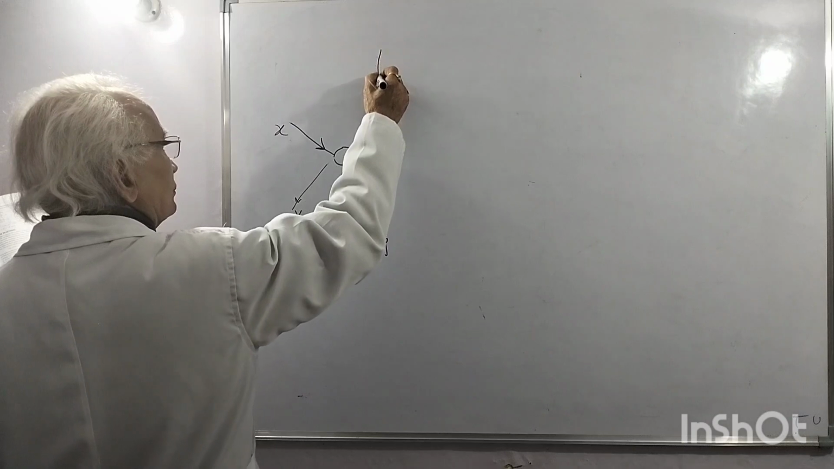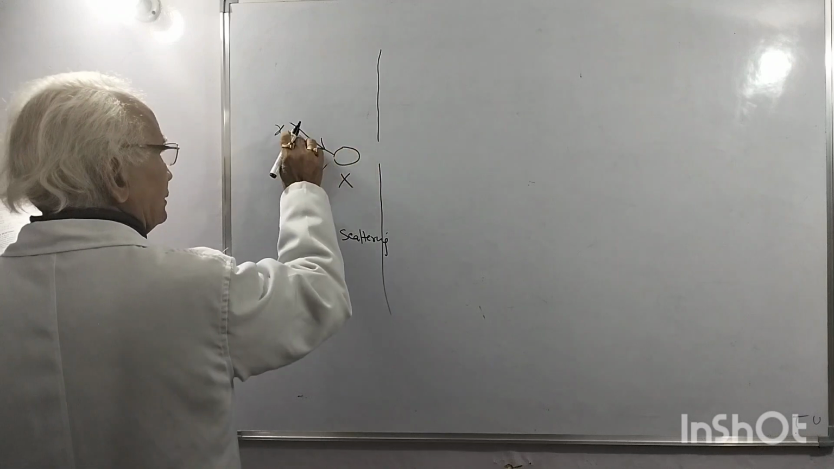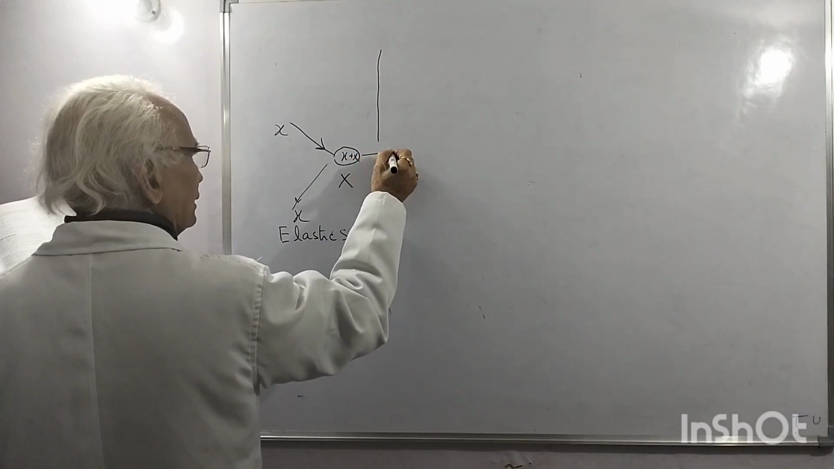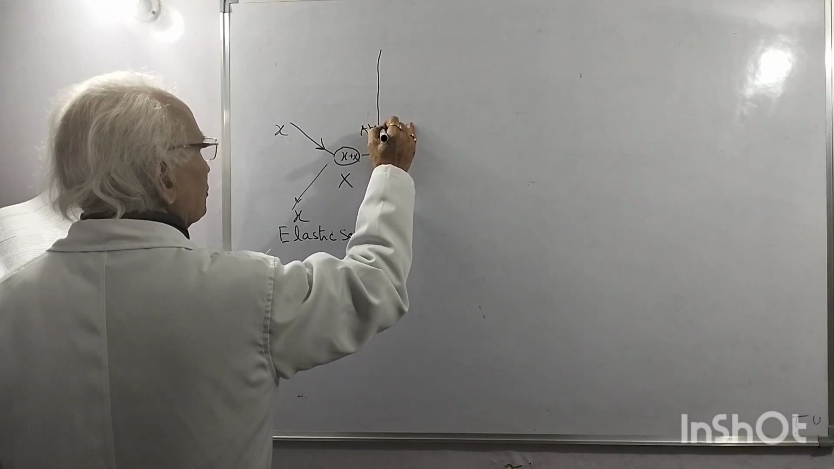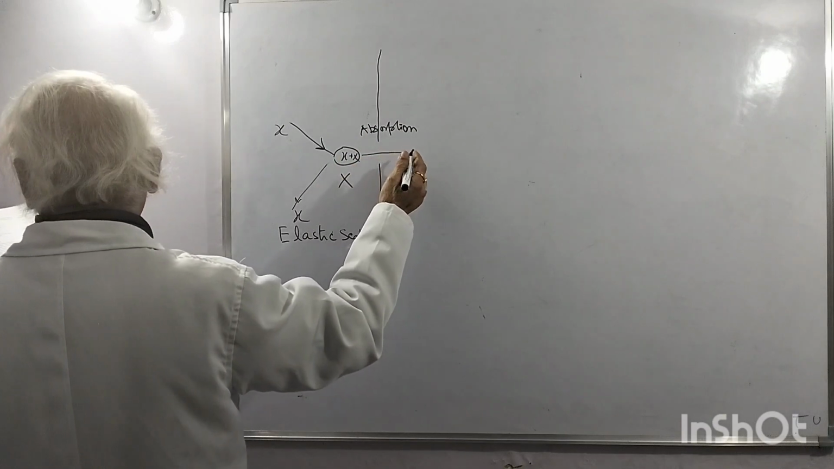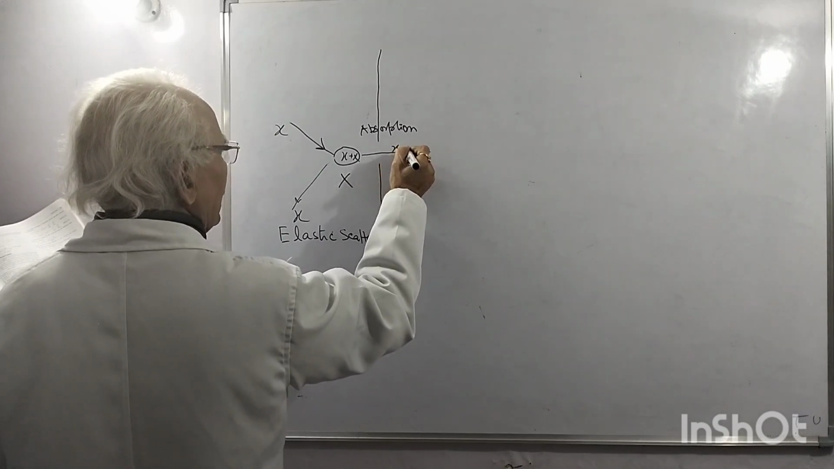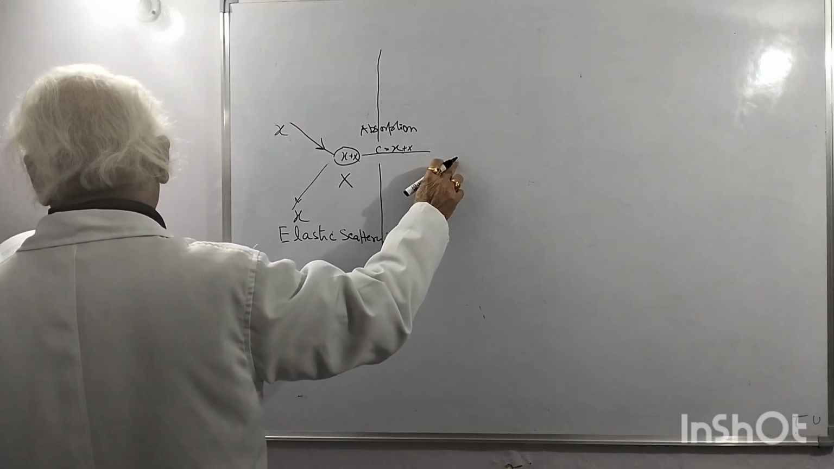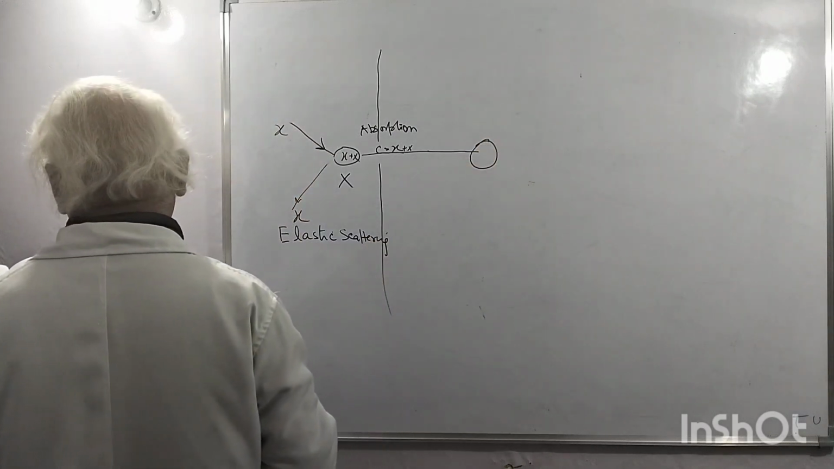And then we have, after this, when this X is absorbed here, it becomes X plus X. Then this is called absorption. Absorption means X is absorbed and we get now a new system. This is X plus X, or C. This is X plus X, and this is now moving here.